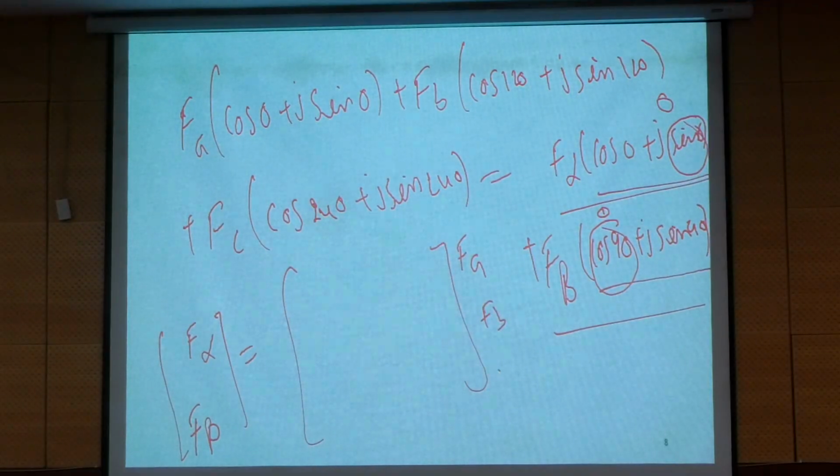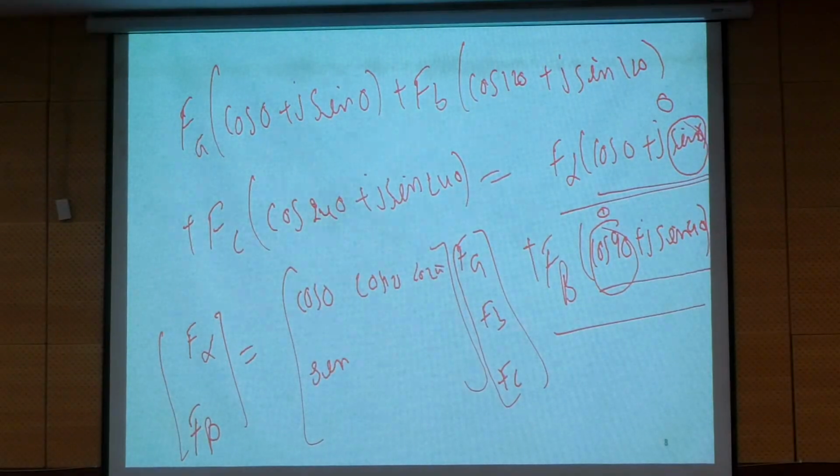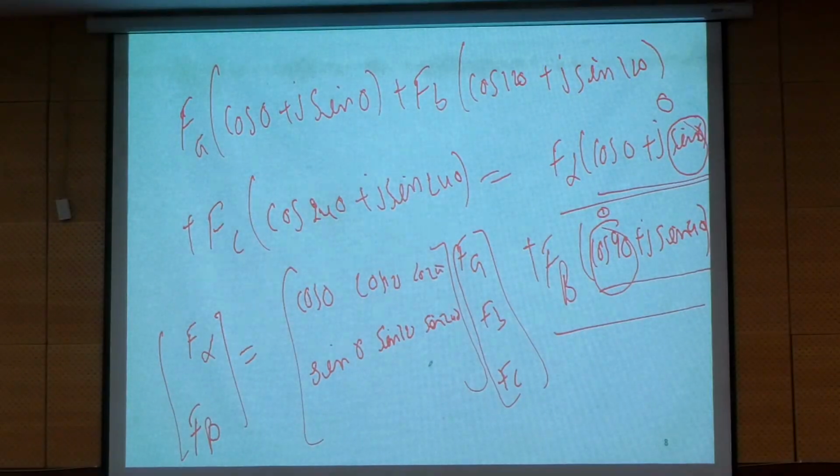FA, FB, FC. So, cos 0, cos 120, cos 240, sin 0, sin 120, sin 240. You got my point?